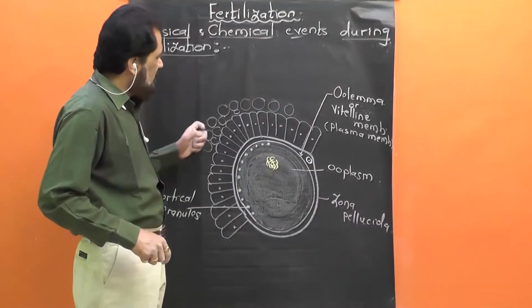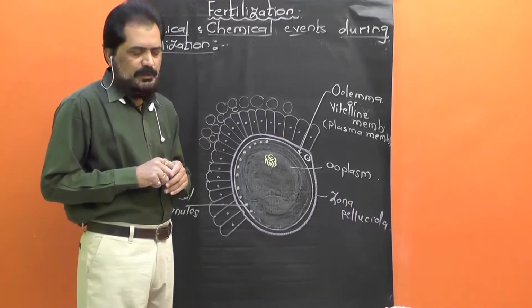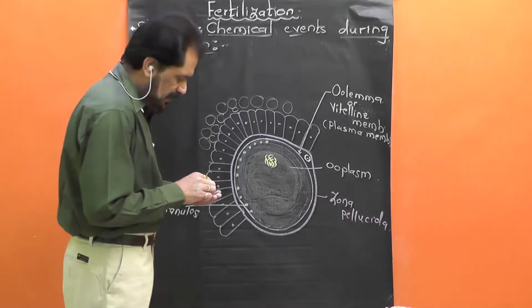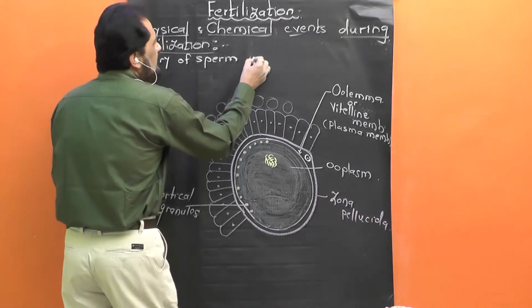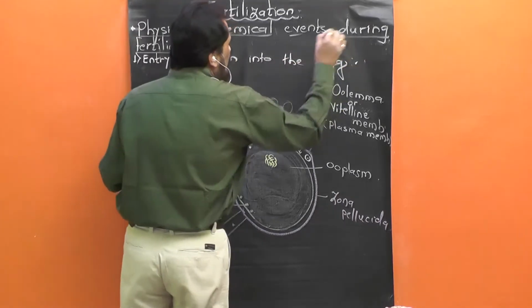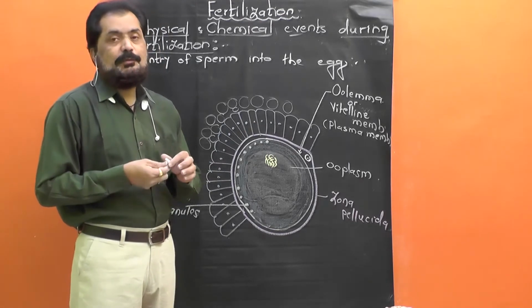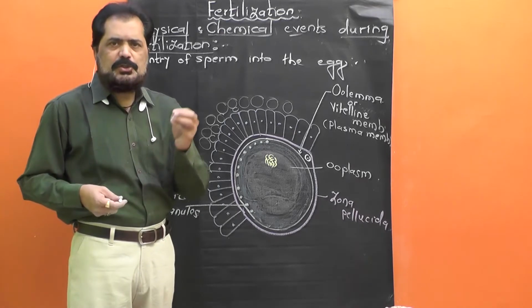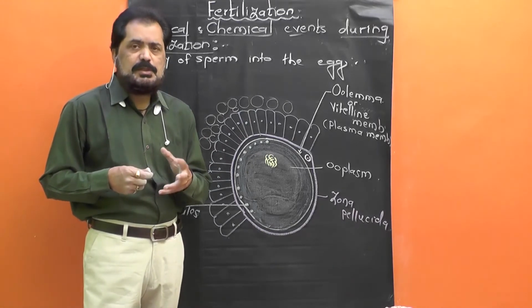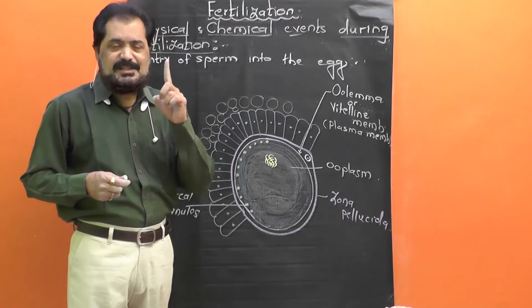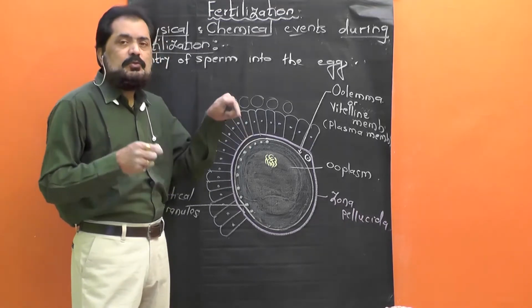Now here I am also showing the sperm, and we are actually starting the process of fertilization here. The first step is entry of sperm into the egg. I have told you, out of millions of sperms, only a few hundreds of sperms can reach up to the ovum, and out of those few hundreds, only one sperm gets success. Only one spermatozoon succeeds in penetrating the ovum, to fertilize the ovum.